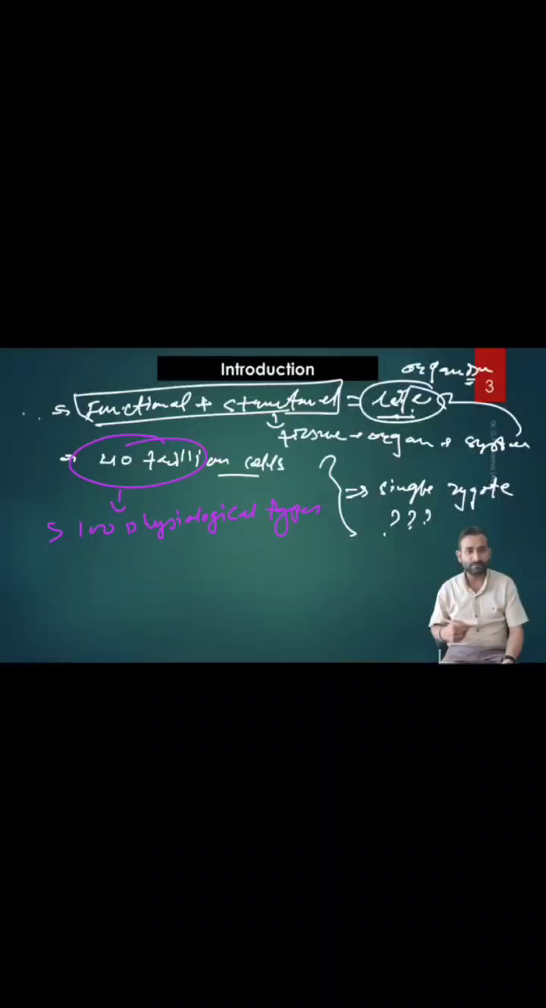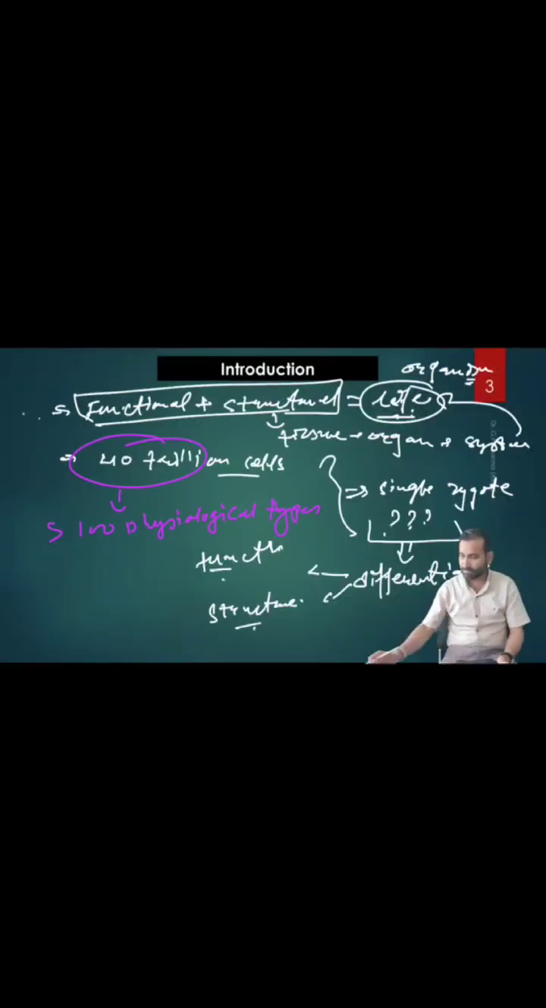Because when the zygote begins to divide and forms multiple cells, these cells undergo differentiation. Differentiation means these cells begin to adopt different functions and different structures, so that they become structurally and functionally different according to the tissues where they are present. So this is the introduction to the cell.